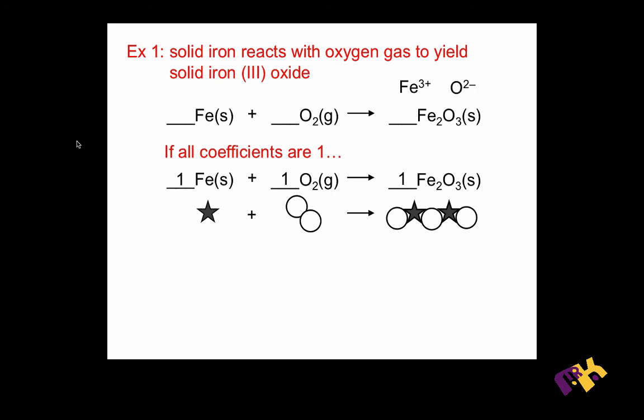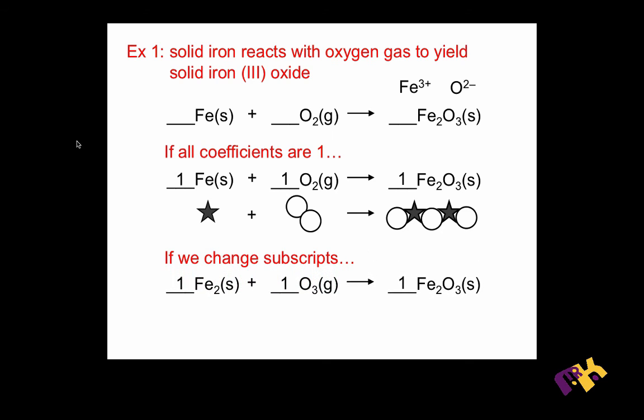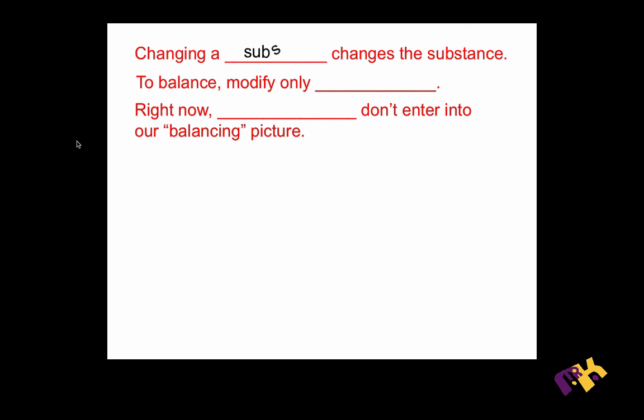All right, so we could fix this by changing the subscripts. We could break that rule, break that law, and say, you know what, forget it, we're just going to get this balanced by changing the subscripts. And then we could represent that again with images or symbols, and we now have a balanced chemical equation. The problem is O3 is not oxygen; it's ozone. It doesn't behave the same way chemically. So remember that changing a subscript will change the substance. If we want to balance, we only want to modify the coefficients.